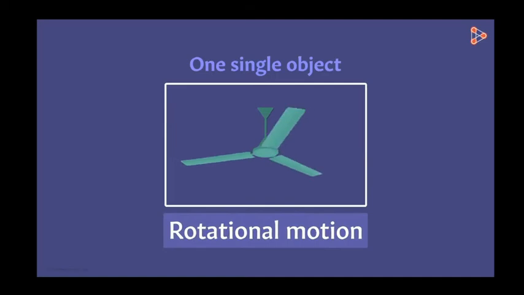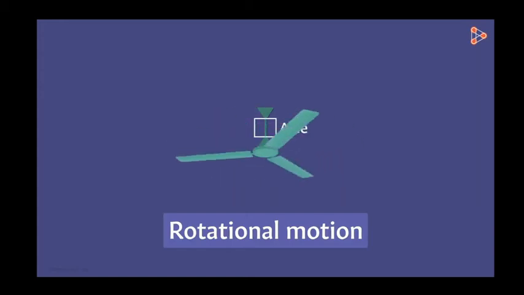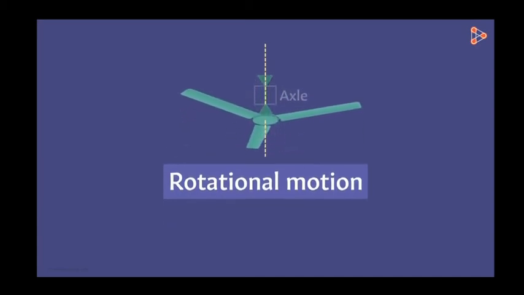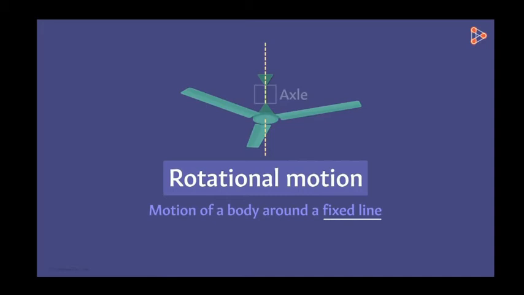Before actually defining this type of motion, let's try to understand it first. This rod here is called the axle, and the entire fan is spinning around this axle. Or you can also say that the entire fan is spinning around this fixed line. This type of motion is what we call rotational motion. Now we will define it in simple words. A body is said to be performing rotational motion if it's spinning around some fixed line, and the fixed line is also called the axis of rotation.